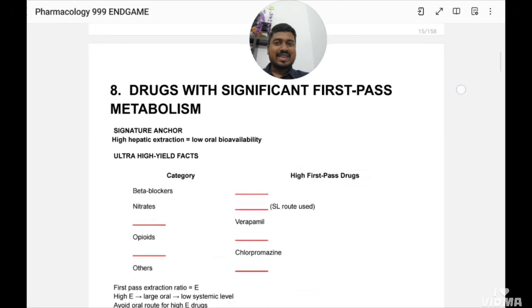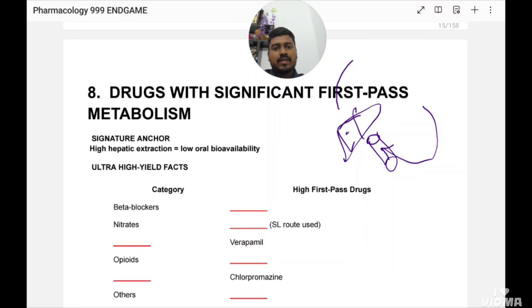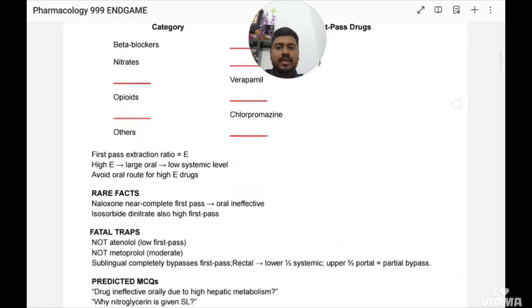We'll go to the next thing: what is the significance of first pass metabolism? First pass metabolism means whenever you give any drug through the oral or enteral route, except the IV route, it goes through the liver. Any drug given through the oral enteral route passes through the liver via the portal vein, and in the liver some amount of drug gets extracted, because the liver metabolizes the drug. This is known as first pass metabolism. So the liver is the site of first pass metabolism.